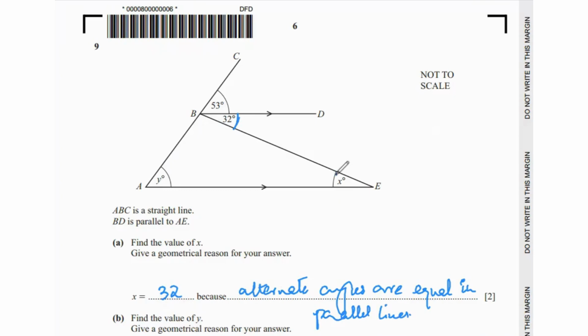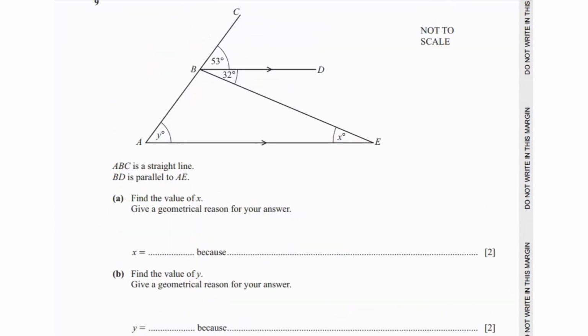These two are alternate angles. They're always on the opposite sides of the transversal that's passing through the parallel lines. Then find the value of y. If we know this is 32, y would equal 53. Why? Because both of them are corresponding angles, and corresponding angles are once again equal in parallel lines. So that's your reason for angle y.